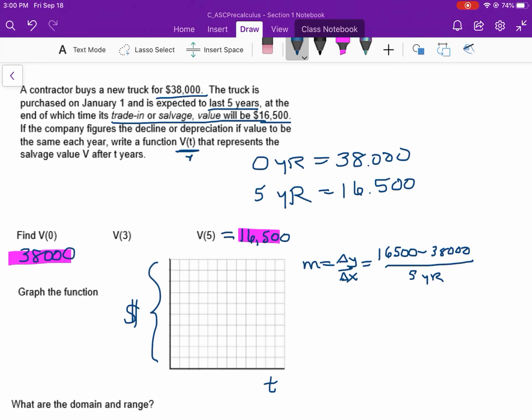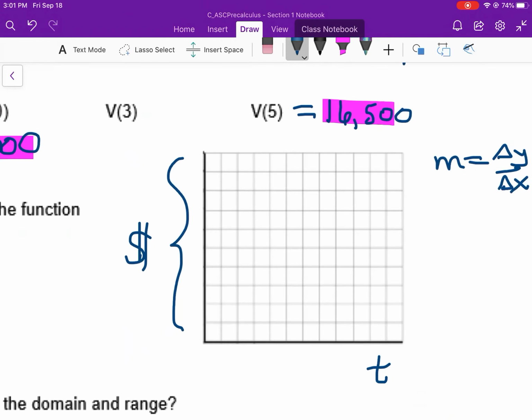I could do 5 minus 0, but that seems kind of silly. So 16,500 minus 38,000, I'm typing it in my calculator, is negative 21,500, divided by 5 is negative 4,300. What does that mean? That means it loses $4,300 every year.